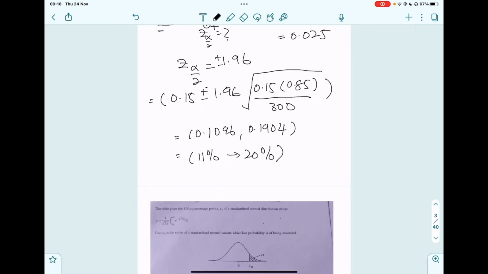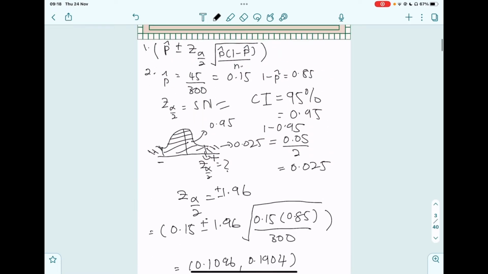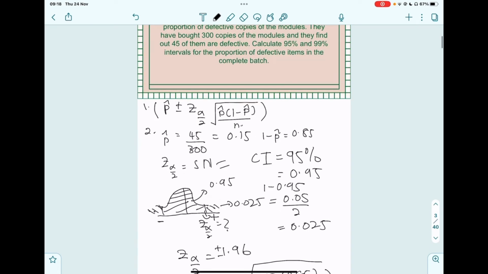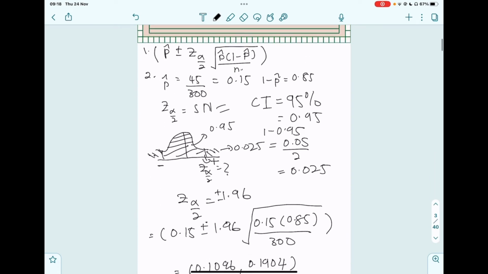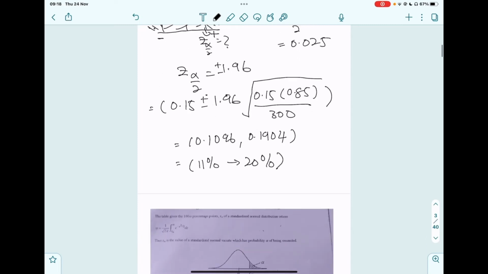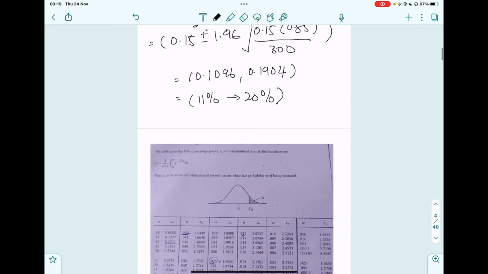After this, my friend Afif will continue the explanation. It is the same. We just change the confidence interval into 99%, so we will see what will happen to our confidence interval. That's all from me. Thank you.